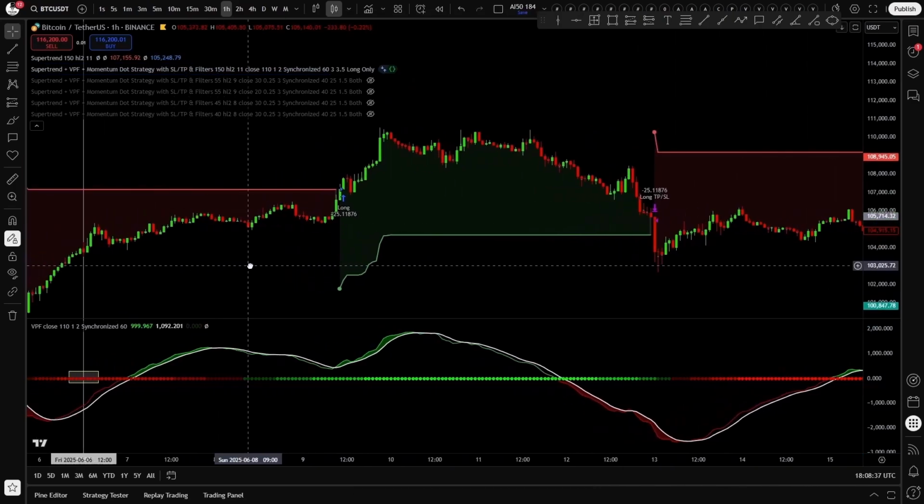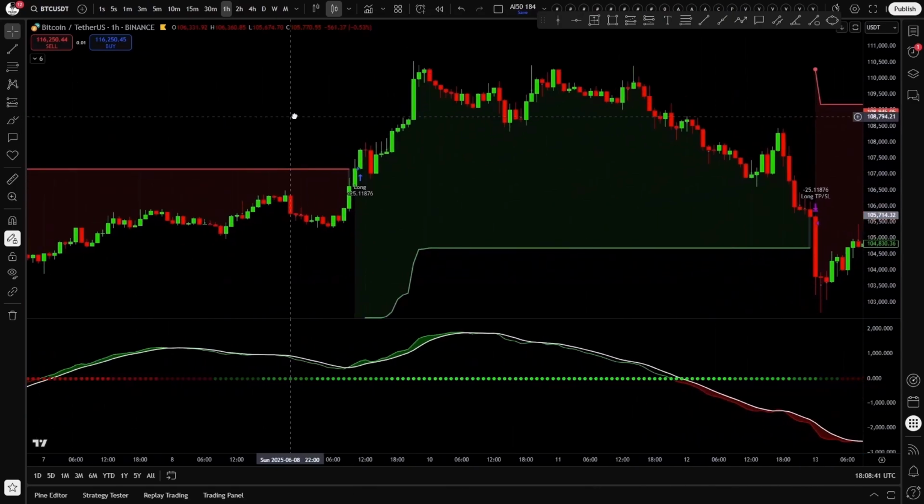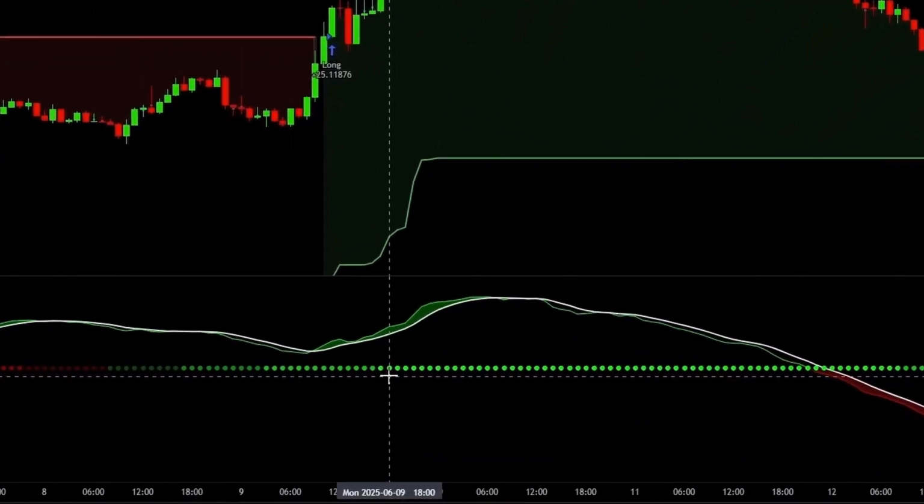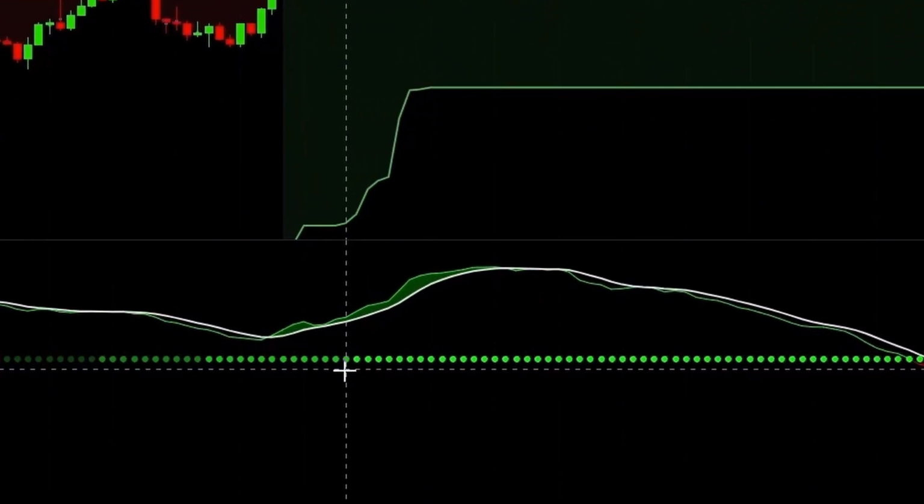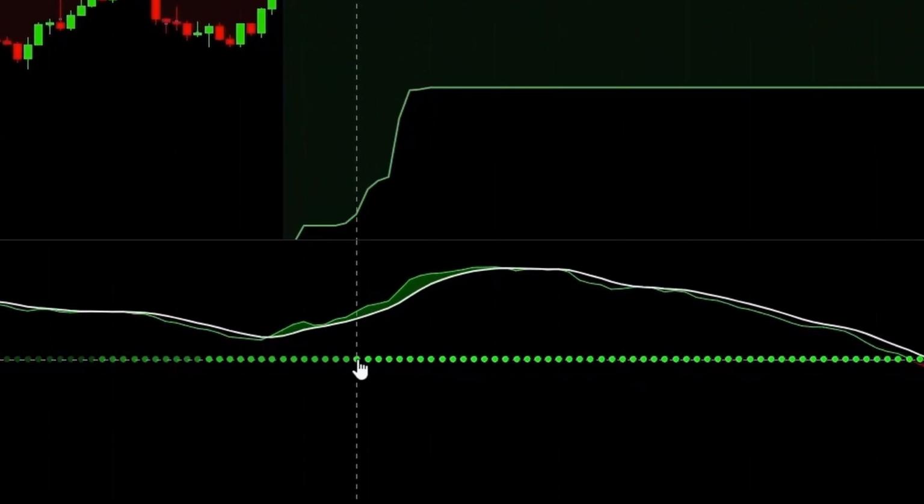Now let's see the entry and exit rules. The creator of the strategy told that a valid entry signal is when we get a bright green color from the Voss Predictor like this one.